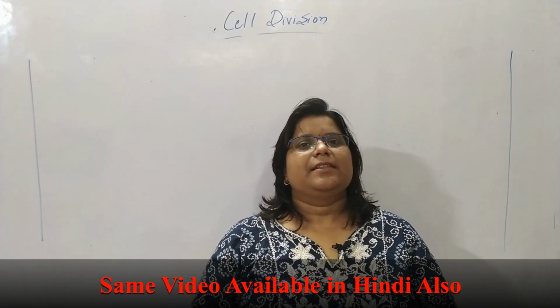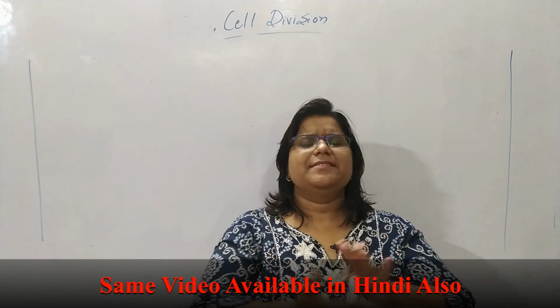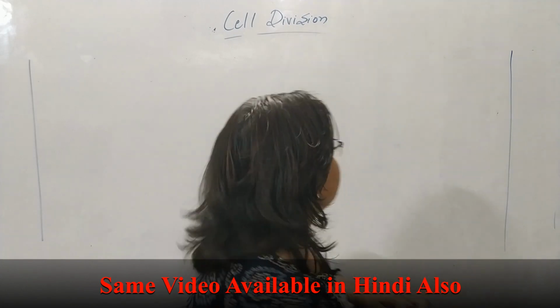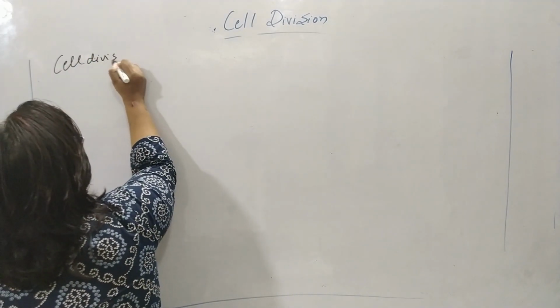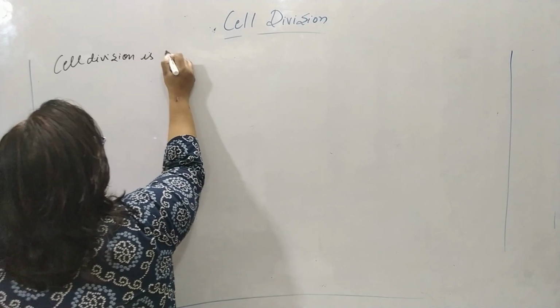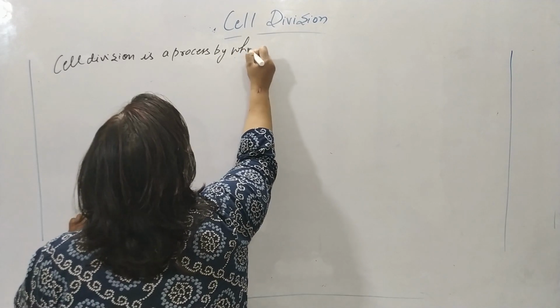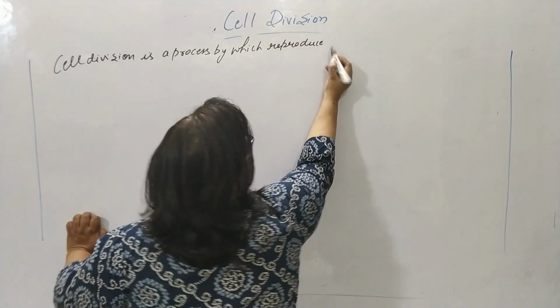Today we are going to discuss cell division. What is cell division? It is the process by which cells reproduce themselves. So I will write the definition: cell division is a process by which cells reproduce themselves.